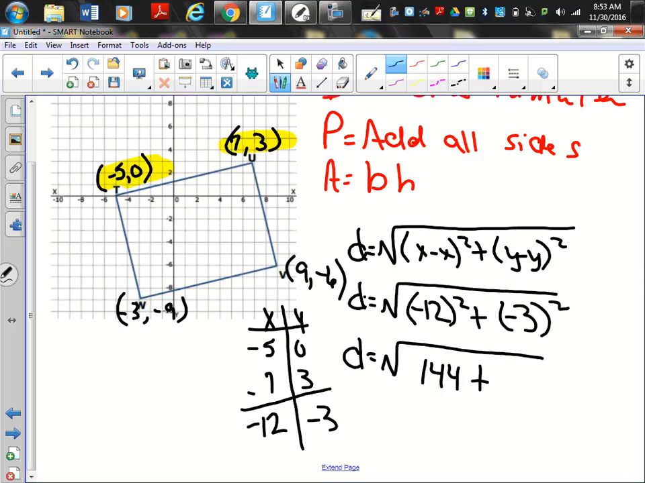Alright? Now what do I need to do? Do the other side like that. Parentheses, negative 3, parentheses squared is 9. So that's 153. Alright, so 153. You're going to have to do D and a little squiggly line. It'll be 12.36. Is it going to be 36 or 37? 12.37. So how much is this side? 12.37.